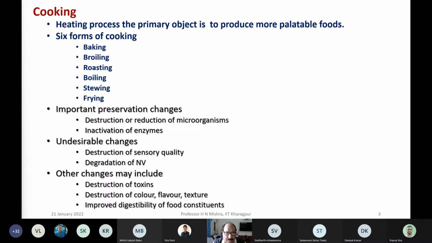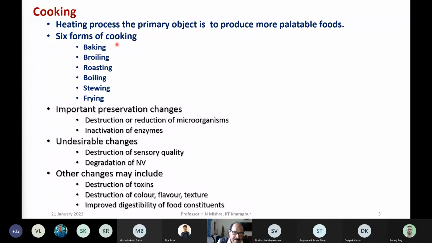Now, there are normally six forms of cooking that can be applied: baking, broiling, roasting, boiling, steaming, and frying. The top three, baking, broiling, and roasting, are mostly dry heat processes, where the heat is given in a dry environment, and invariably, many times, more than 100 degrees Celsius, sometimes even 150 or 200, depending upon the process.